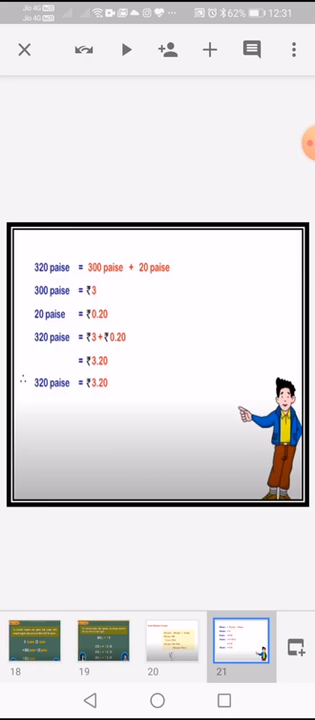Now look here, 320 paise is equal to 3 multiplied by 100 paise plus 20 paise. 300 paise is equal to rupees 3. 20 paise is equal to rupees 0 and 20 paise. Now look carefully. Rupees 3 plus rupees 0.20 paise, that is rupees 3 and 20 paise. So 320 paise is equal to rupees 3.20.